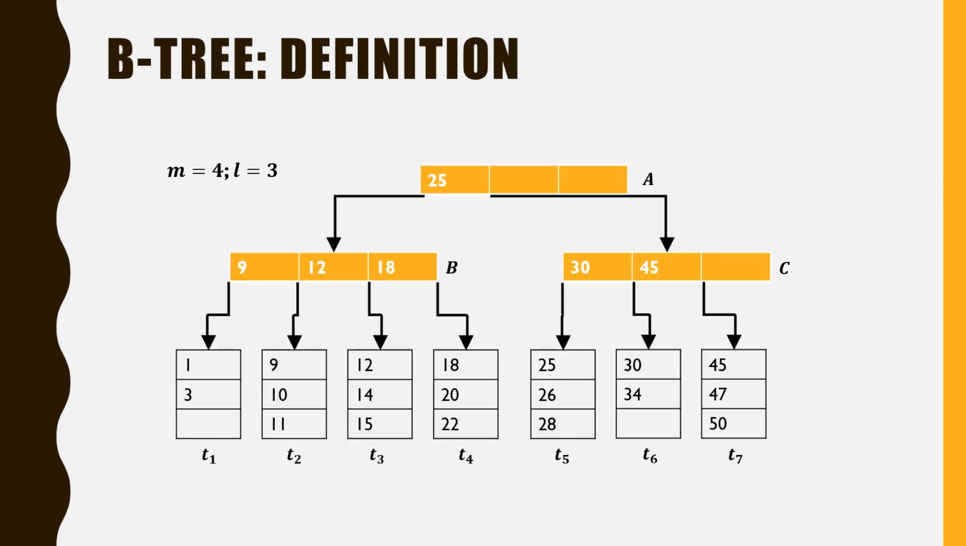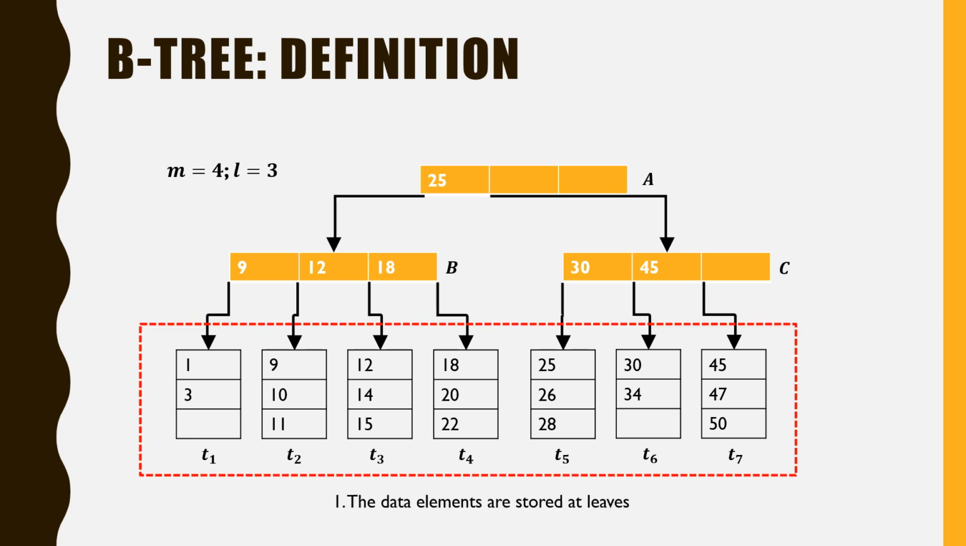Here we have an example of a B-tree with m equals 4 and L equals 3. This means that in this B-tree, each non-leaf node can have at most 4 children, and each leaf node can store up to 3 data elements. To simplify the presentation, we label the non-leaf nodes as A, B, and C, and the leaf nodes as T1 through T7. Let's verify the 5 properties of the B-tree one by one.